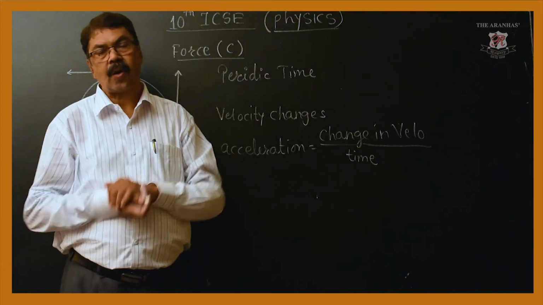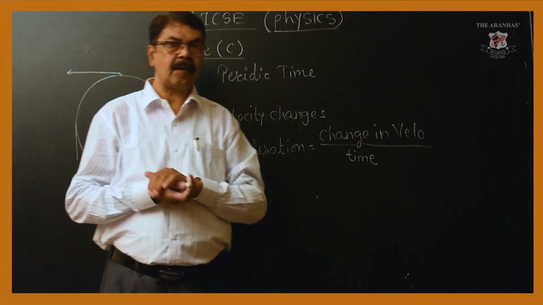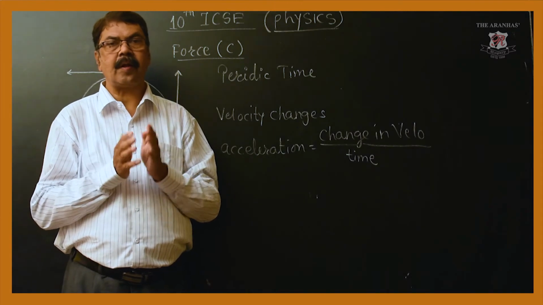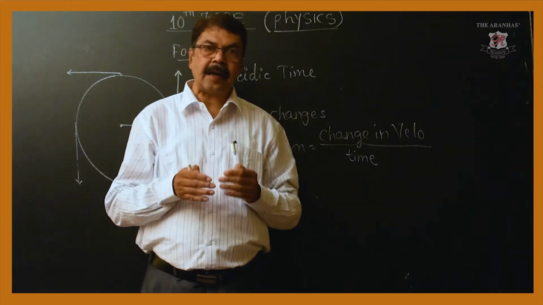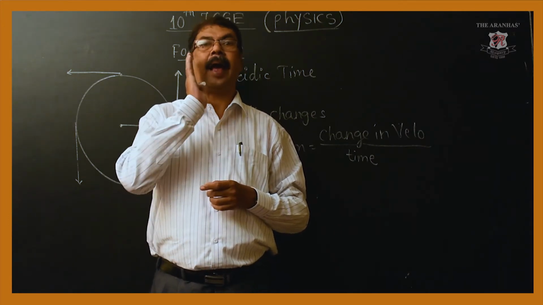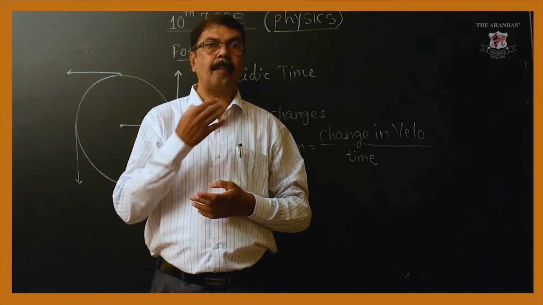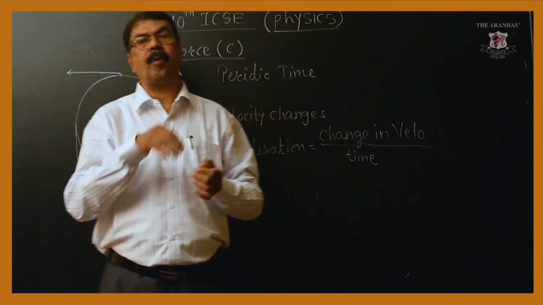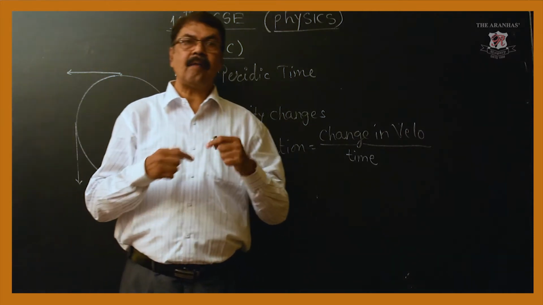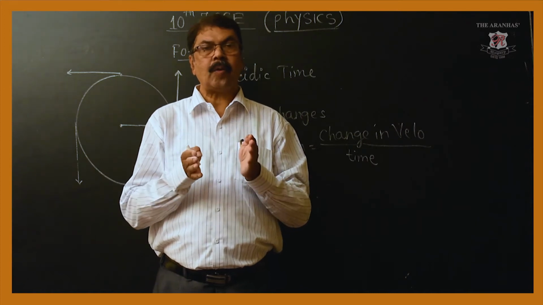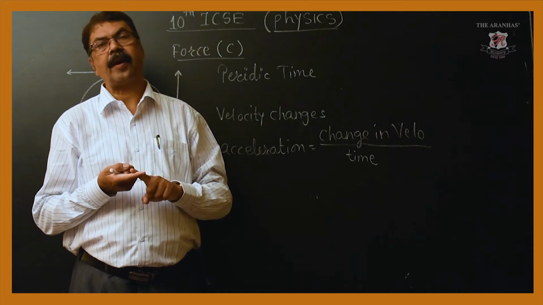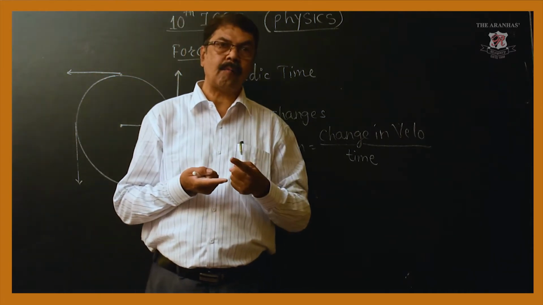Go to Newton's first law. How do you define inertia? Every object has its own inertia. Inertia is the tendency of a body to continue in its state of rest or uniform motion along a straight line, up to what point? Unless it is acted upon by an external unbalanced force. So if there is an external force acting, then what can it do? It can increase the speed of the particle, it can decrease the speed of the particle, it can change the direction of motion.